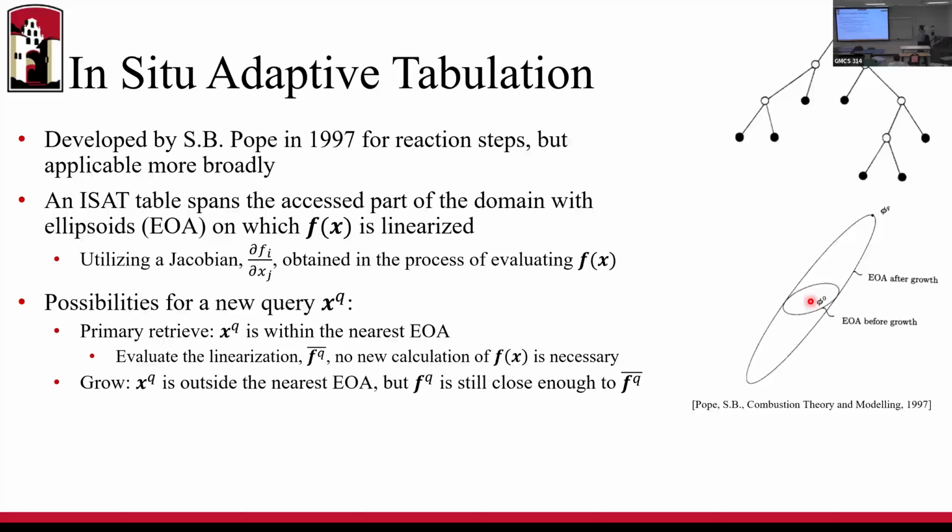Okay, now another option could be that we are far away from the ellipsoid of accuracy, but still close enough that once we evaluate the function at this point, we see that it is not that far away from the linearization on the previous point. And in that case, we can grow the ellipsoid of accuracy, because now we have new information that tells us that the linearization is still good up to this point.